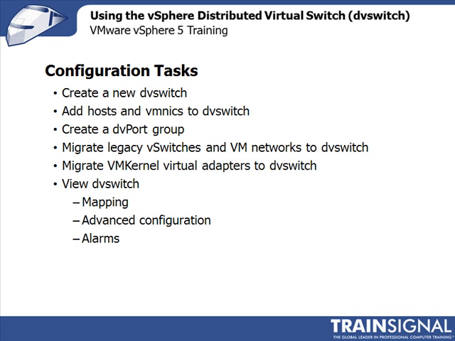We're also going to view the dvSwitch mappings, the advanced configuration, the alarms. We're going to talk about private VLANs. We're going to talk about secondary VLANs and how you configure them and all that good stuff. That said, let's go ahead and switch into our GUI and let's start configuring some stuff.